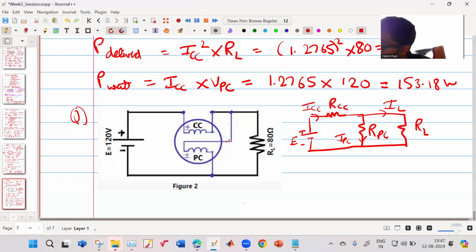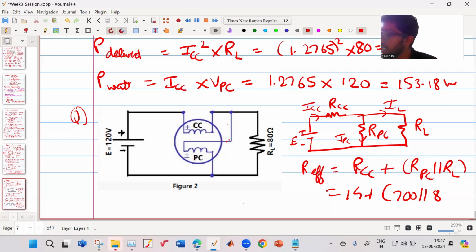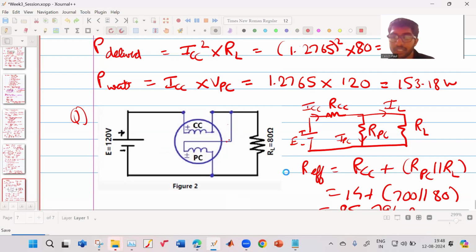So the effective resistance seen by the voltage source is RCC plus RPC parallel to RL. RCC is 14. RPC which you have is actually 700, parallel to RL, which is 80. So that comes out to be how much? 700 into 80 divided by 780, plus 14. It comes out to be 85.794 ohm.